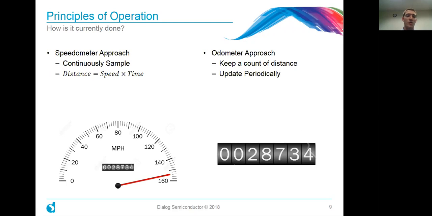So now let's look at a couple of principles of operation. How is this Coulomb counting actually done today, and what does it look like? So I'm going to go back to an illustration of a speedometer and an odometer.